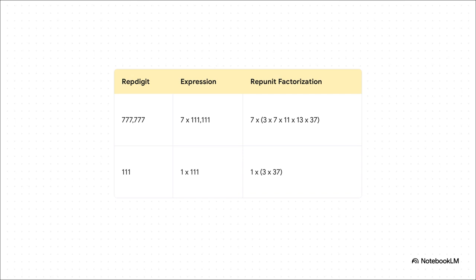Now, what's really fascinating here is that repdigits have this hidden structure. They're always just a single digit multiplied by a repunit, a number made up of only ones. So 111, which is in our puzzle, isn't just 3 ones. It's actually the product of 2 prime numbers, 3 and 37. So even something as simple as repetition is tied right back to the primes.